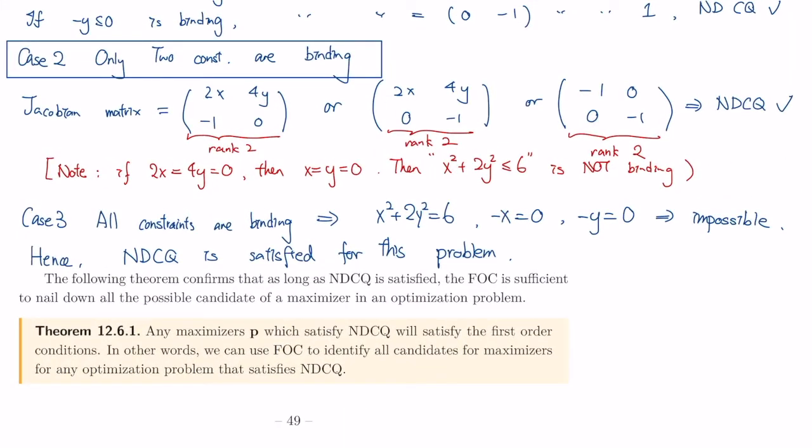The next theorem that I mention here is just to confirm that the NDCQ is very important. It's actually identical to before. That is, whenever the NDCQ is satisfied, then the first order condition that we try to write down painfully will be enough to give you all the possible candidates for maximizers. So that means once you have confirmed the NDCQ is satisfied, you just need to solve the first order condition to hunt for the maximizer for the optimization problem.